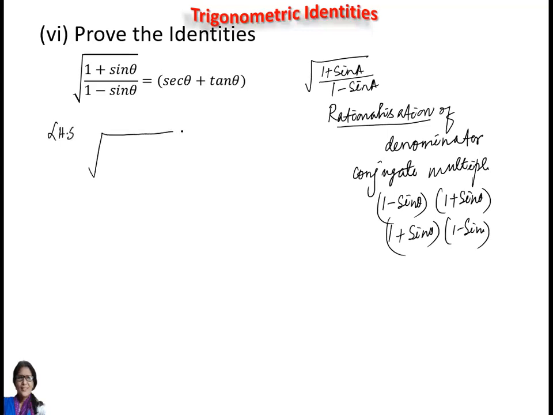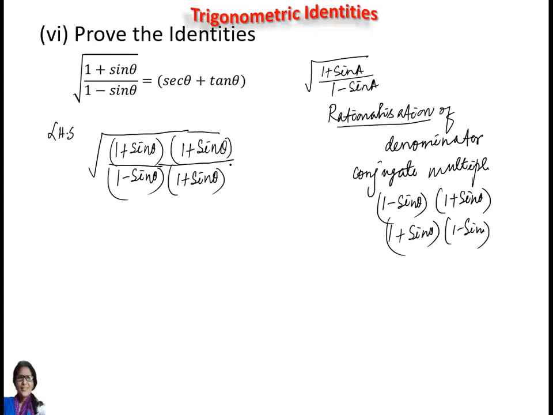I'll write 1 plus sin theta into 1 by 1 minus sin theta. I'll multiply its conjugate, means 1 plus sin theta, both in the numerator and in denominator. This is the step to note. This is the trick of solving this question. Here there is minus, so you have to multiply plus both in the numerator and denominator. If it would be positive here, we will multiply negative both in the numerator and denominator.